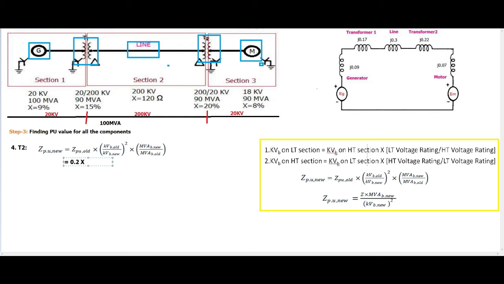Then multiplied by old base voltage. I told you, for old base voltage we can take either primary or secondary. So if I take primary, 200 kV, it lies in section 2, so the new base voltage is 200. So here 200 divided by 200, the whole square, multiplied by new base power, which is common for all, correct, for the entire section. Old base power for transformer 2 is again 90 MVA. Solving this, we will get 0.22.